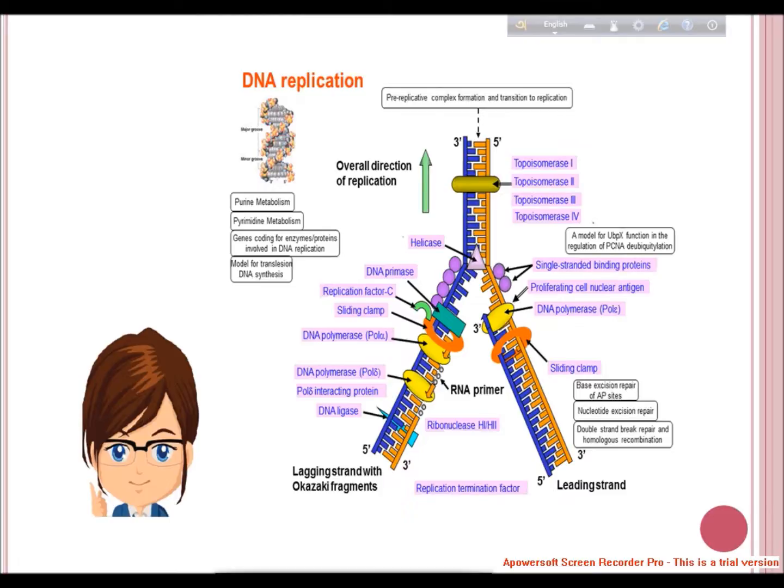There are two strands during the replication process. They are the leading strand and the lagging strand. The leading strand is the strand in which the elongation process continuously proceeds in the 5' to 3' direction. The elongation proceeds in the same direction as the movement of the replication fork.